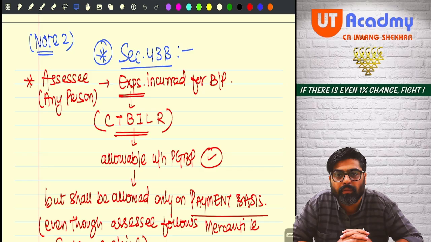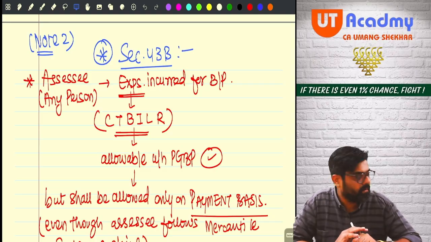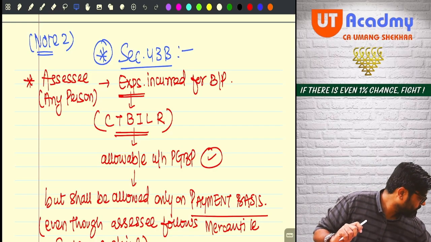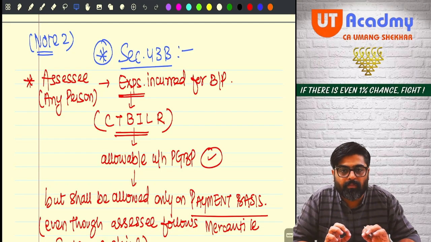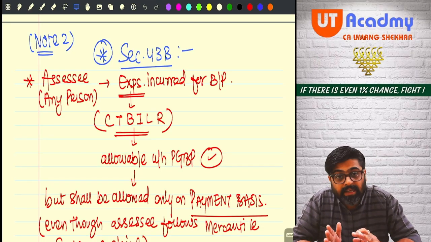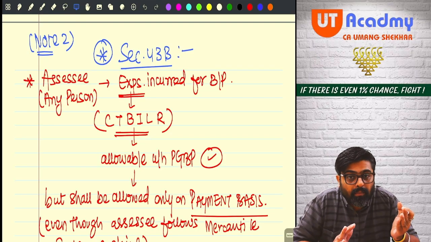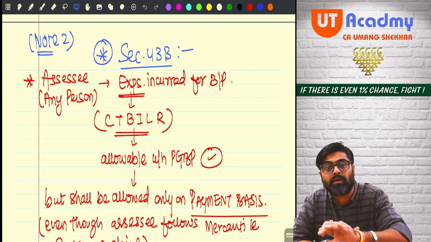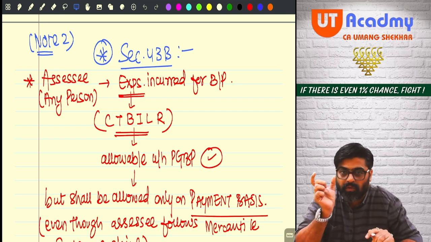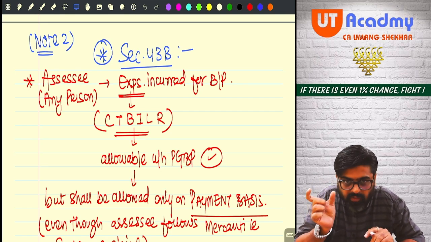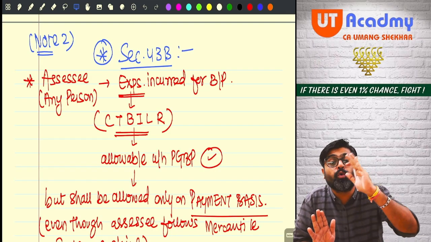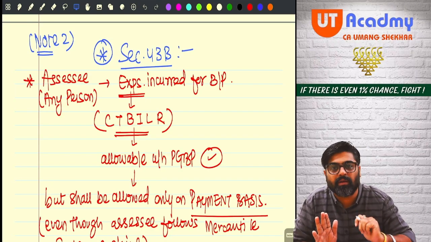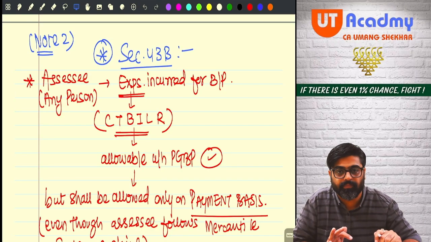Yes or no? What if they are paid later on? Later on also, if you have paid, then at least pay in the next year before the due date of filing your return for this year. Whatever year this is, for example 24-25 this is. So there will be a due date of filing return of this year which will come in the next year.